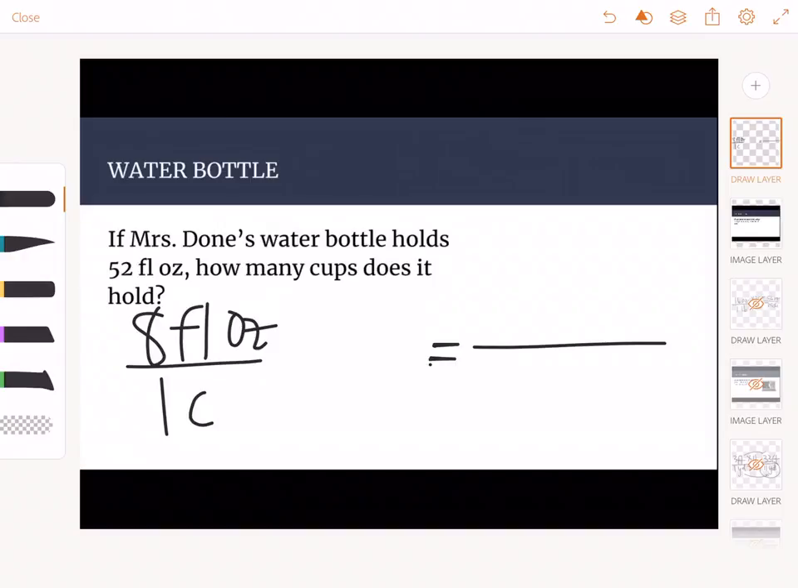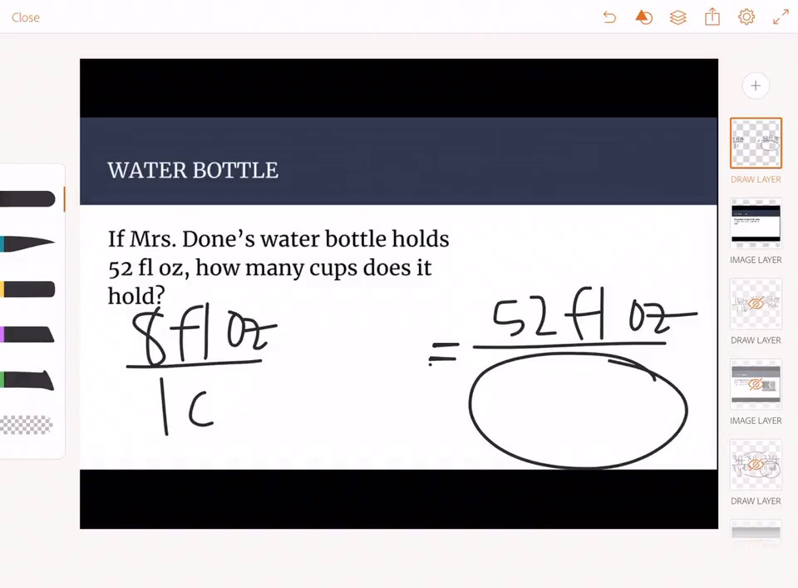My water bottle holds 52 fluid ounces. How many cups is that? This is where we're trying to go. Once again, might not have this memorized, but if you know that 8 times 6 is 48, it takes 4 more to get to 52. So we would assume that's 6.5. We'll just double check our work. 52 divided by 8 is 6.5. So times by 6.5, times by 6.5, we get 6.5 cups.